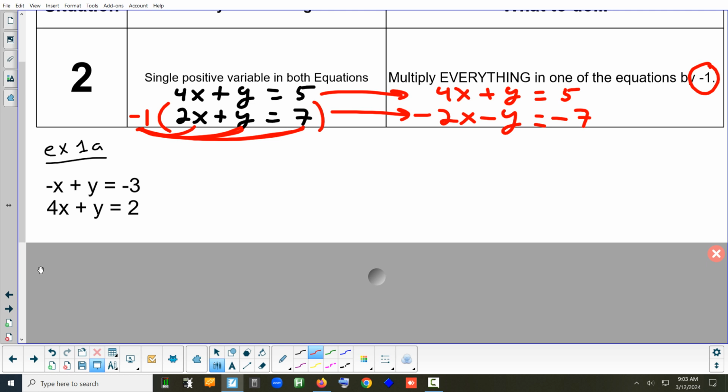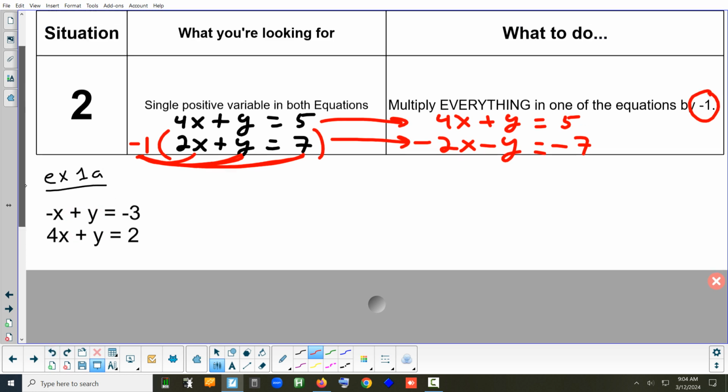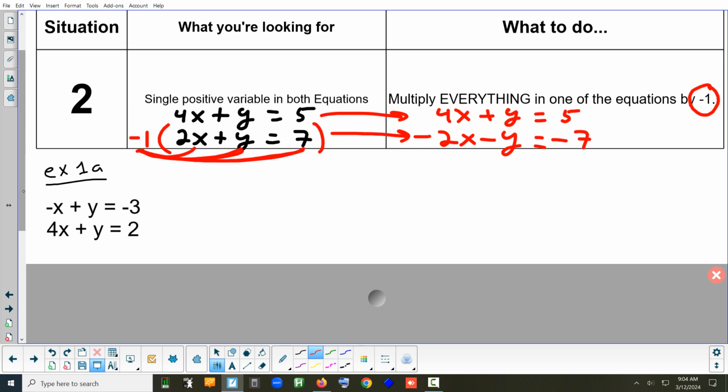Do we have a single positive variable in both equations? Yes. Single means there's like a 1 in front of it. Which variable is positive in both equations and has a 1 in front of it? Y, exactly. This is what tells you it's situation 2. So what does it say to do when you have situation 2? Multiply everything in one of the equations by negative 1. Doesn't matter which equation you pick.